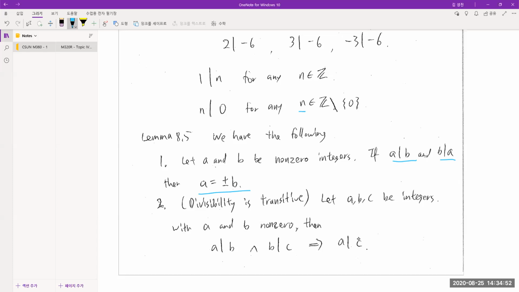Secondly, divisibility is a transitive relation. If we have three integers A, B, C with A divides B, and this wedge notation is for the logical meaning of and, if A divides B and B divides C, then A divides C. That's the transitive property of divisibility.